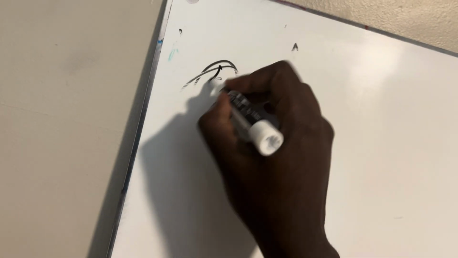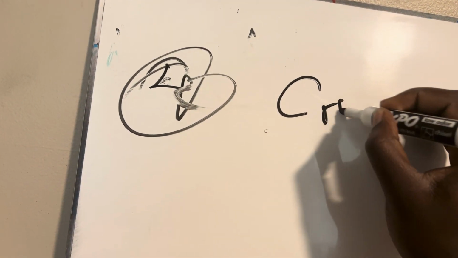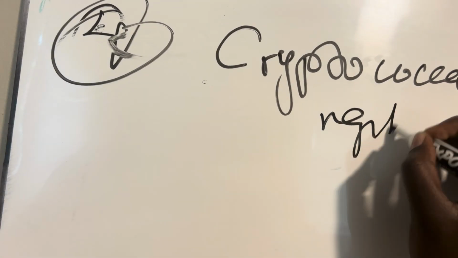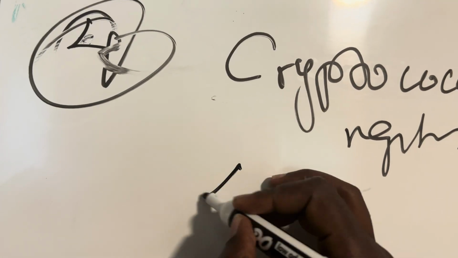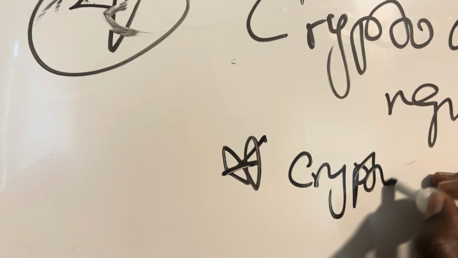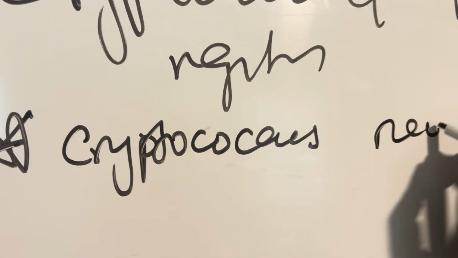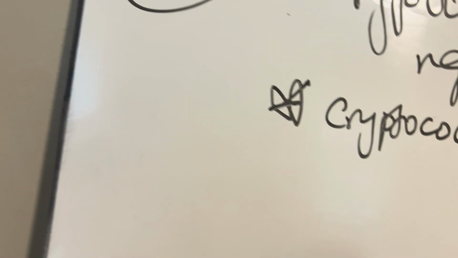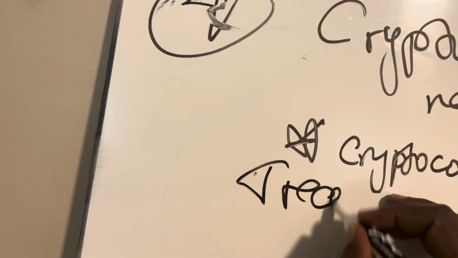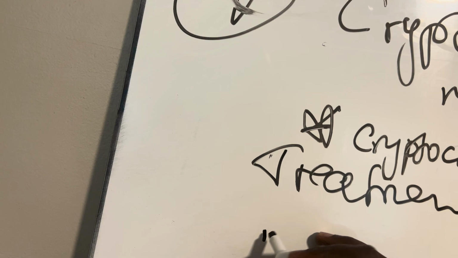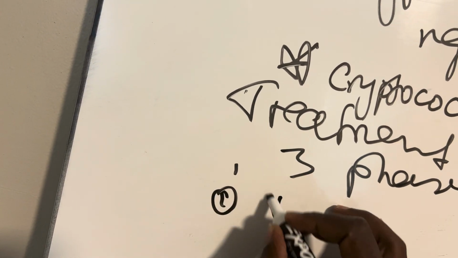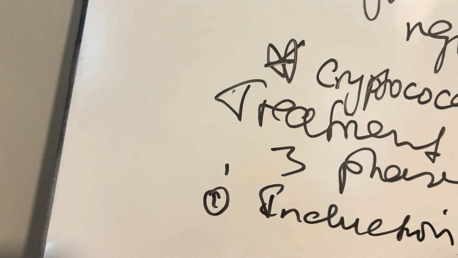The next one we're looking at is cryptococcal meningitis. Cryptococcal meningitis is caused by Cryptococcus neoformans. The treatment has 3 phases. Phase 1 is called the induction phase.